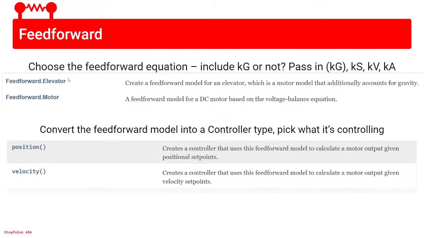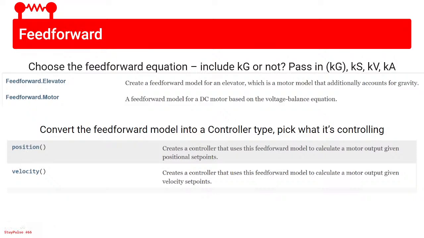So that's Feedforward.Elevator and Feedforward.Motor. These are the names of classes. So you would do new Feedforward.Elevator, pass in the 4 values, or do new Feedforward.Motor and pass in the 3 values. And once you do this, you want to convert it into a controller. So you would do dot position if it's for a position controller, and dot velocity if it's for a velocity controller. Like I was talking about the differences between the two. For a velocity controller, it only takes the rate of change once to get an acceleration set point. For position, it'll take that discrete rate of change twice to get velocity and acceleration.